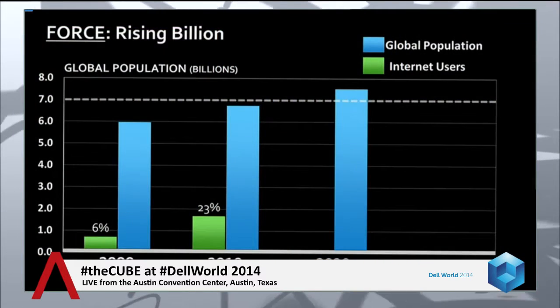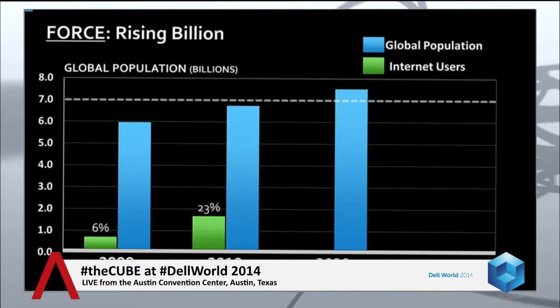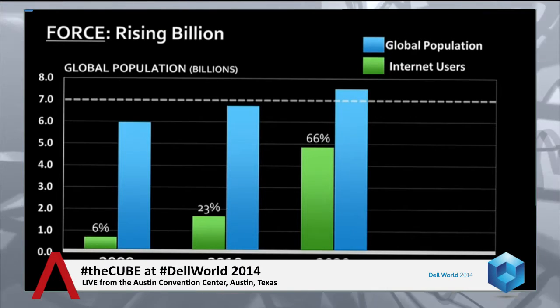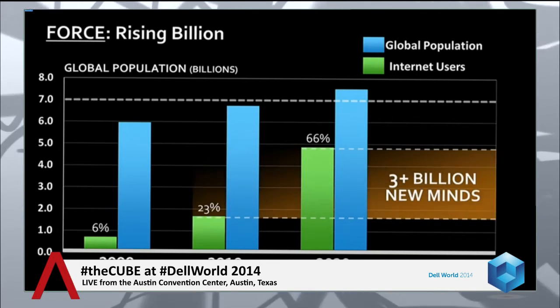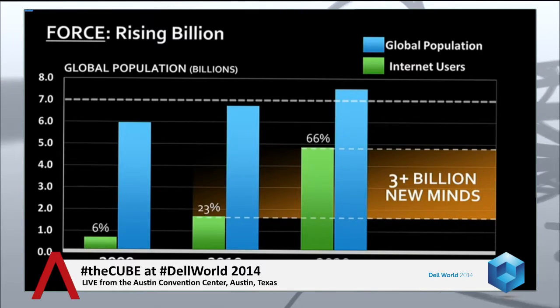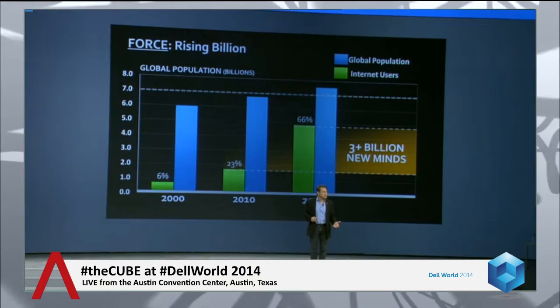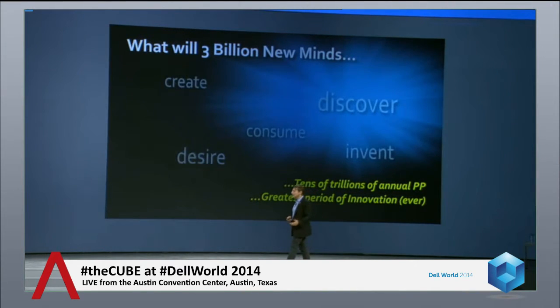In 2010, we had just shy of 1.8 billion people connected online. By 2020, that number will go to at least 5 billion. If my friends at Google and Facebook have their way, it'll be 7 billion. So the question is, when 3 billion new minds enter the global economy, what are they going to want? What are they going to buy? What are they going to desire? What are they going to invent?